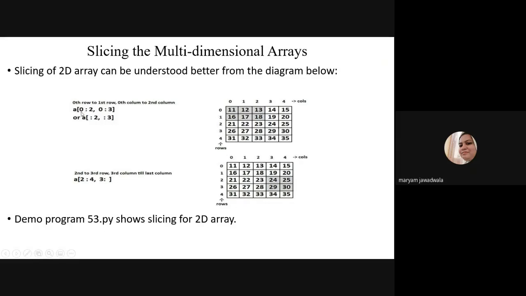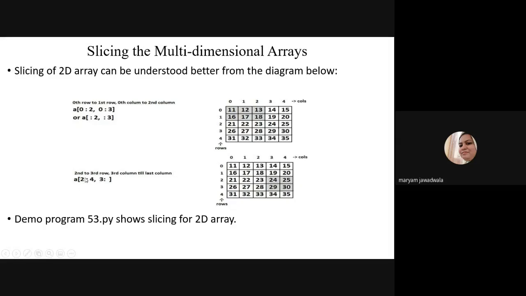Or I can write, if I don't want to mention 0, then write only :2 comma :3. By default, the system will take the 0th row first, right? And accordingly, it will print the columns. So this will be my slicing output, right?